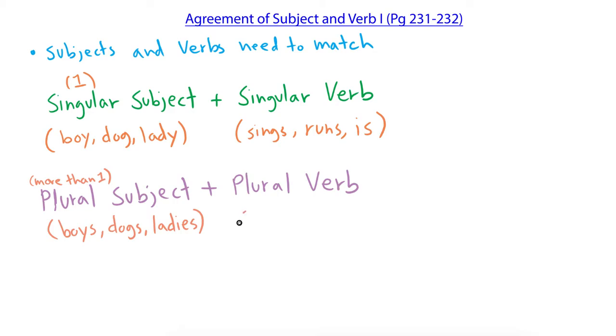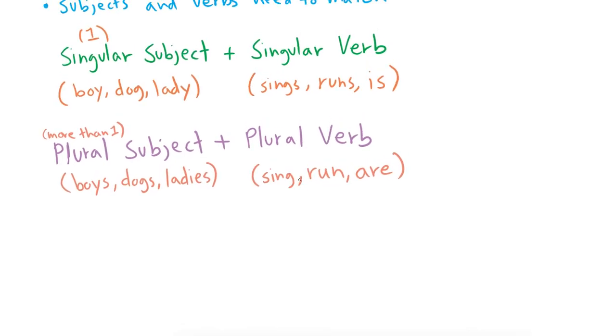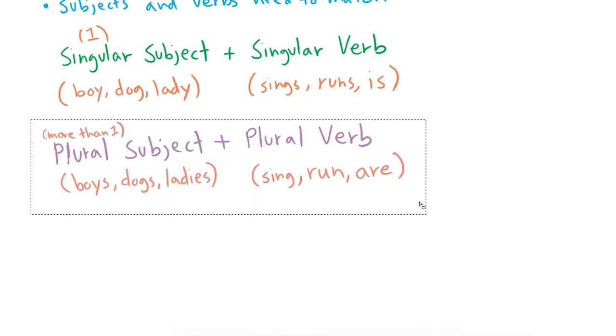An example of a plural verb. So the plural form of sings is actually sing. The plural of runs is run. And the plural form of is is are. Okay. This might be a little bit confusing. Let's go over some more examples of this.